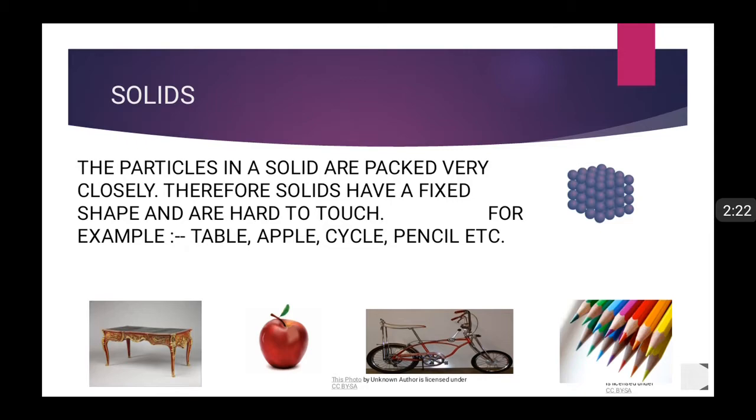I have given you examples like a table, apple, bicycle and pencil. All these things are made up of either wood or iron and they are very hard, and these are examples of solids. You can search for more examples around yourself. Find four more examples of solids around yourself and note them down.